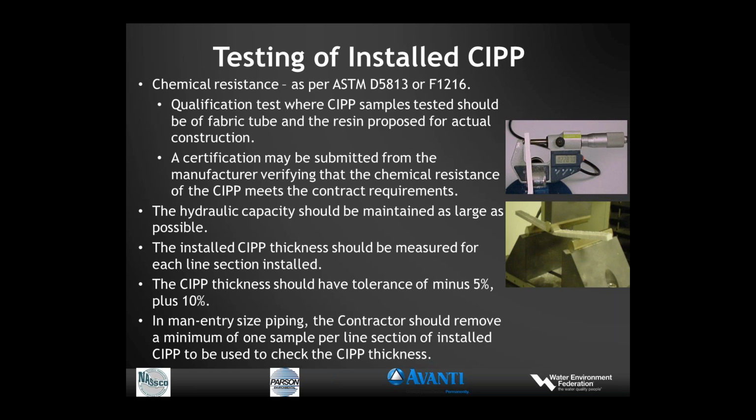The installed CIPP thickness should be measured for each line installed, and there should be a tolerance. Often in the industry, I see -5 +10 tolerance. If the engineer desires to measure thickness in entry size piping, remember for that size piping we don't have the manhole sample to measure thickness. And there's a desire to measure thickness. About the only way to do that is to remove a sample from the pipe itself.